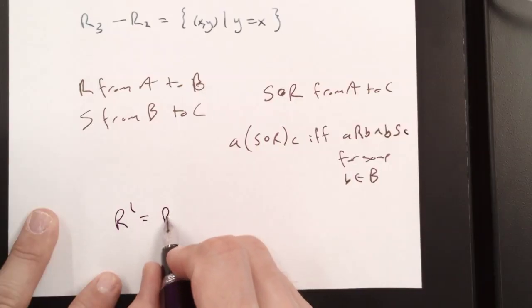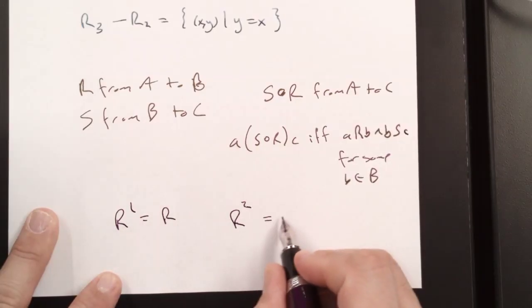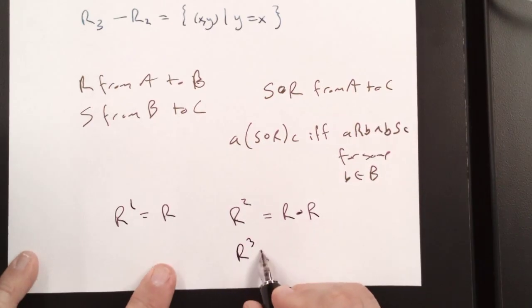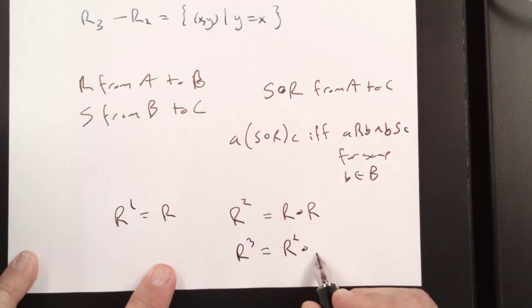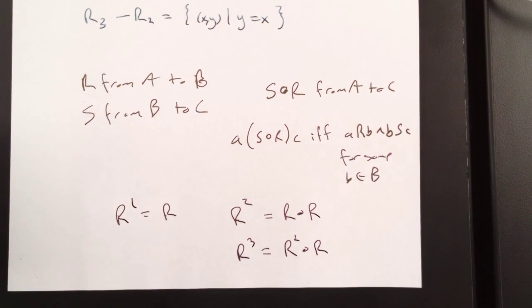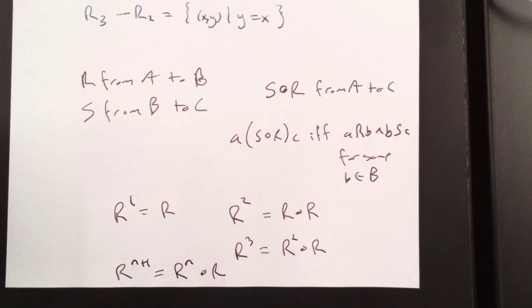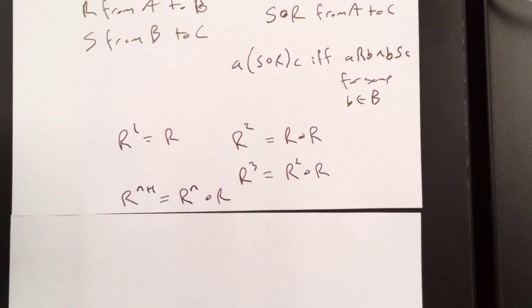R to the first is just R. R squared is R composed with R. So if I was doing child as my relation, then this is grandchildren. That's child of grandchild. That's great-grandchildren. As a matter of fact, I do it in general. R to the n plus 1 is R to the n composed with R. And the reason I mention that is because it turns out that powers of a relation are a way to check transitivity.